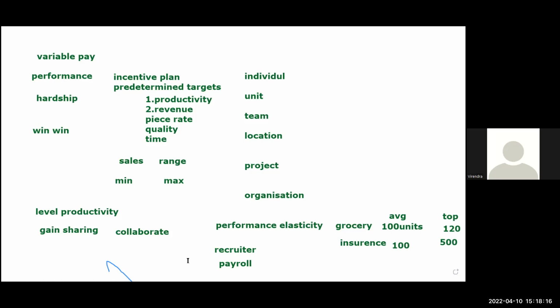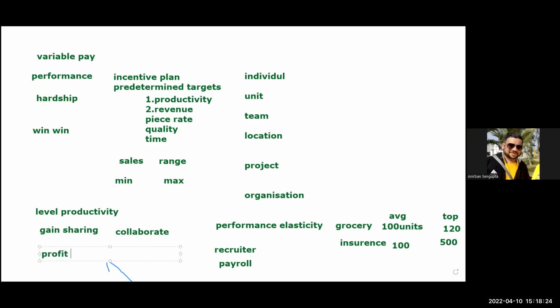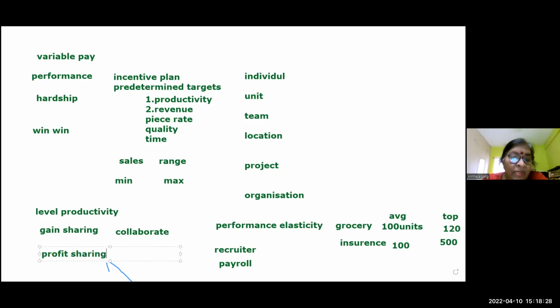At an organizational level, what are we calling variable pay? Profit sharing. Is there a difference between profit sharing and gain sharing?